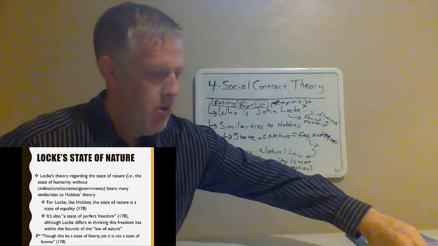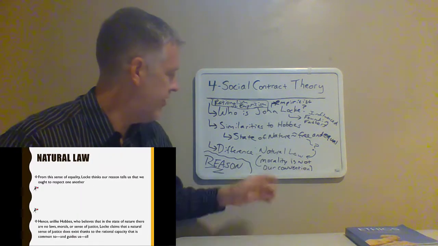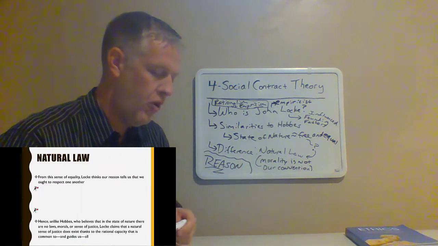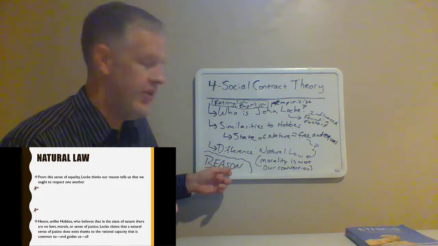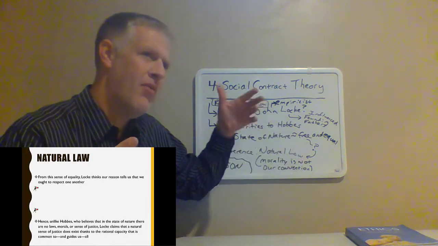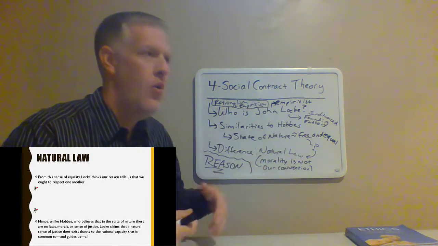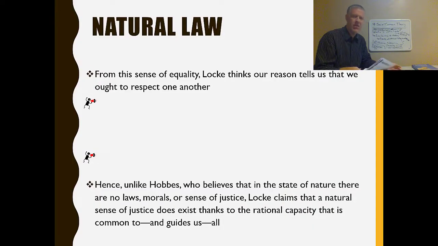So moving on to slide 5, let's talk a little bit more about this idea of the natural law. So we're all equal. Again, this is all solicited from our rational capacity, our ability to reason. We sense that, hey, we're all kind of in this together. We're all relatively equal. And from this sense of equality, again, it's our reason that's telling us, Locke thinks, that we owe each other some semblance of respect.